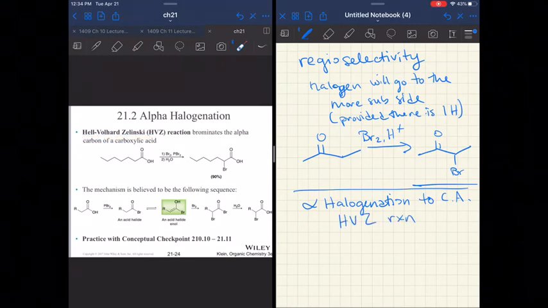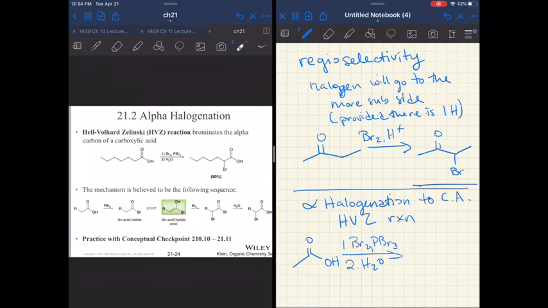Hell-Volhard-Zelinsky reaction. Right, so Hell-Volhard-Zelinsky reaction is something that you are going to be responsible for. All right, so it's going to take your carboxylic acid and in 2 steps, using bromine and PBr3 with a water workup. Important that it's 2 separate steps. That water workup is going to ensure that that OH is present at the end, but it will allow you to come to the same type of conclusion, right, where you put a bromine in the alpha position.